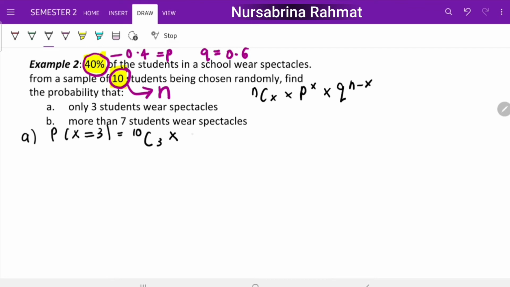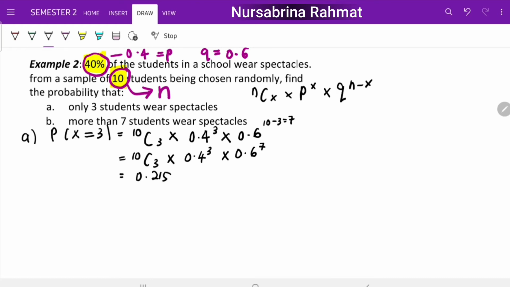Multiply with your p, which is 0.4 to the power of 3. Multiply with your q, which is 0.6, to the power of 10 minus 3, which is 7. So 10C3 multiply 0.4 to the power of 3 multiply 0.6 to the power of 7. Okay, so press your calculator, so you should get your answer to be 0.2150.